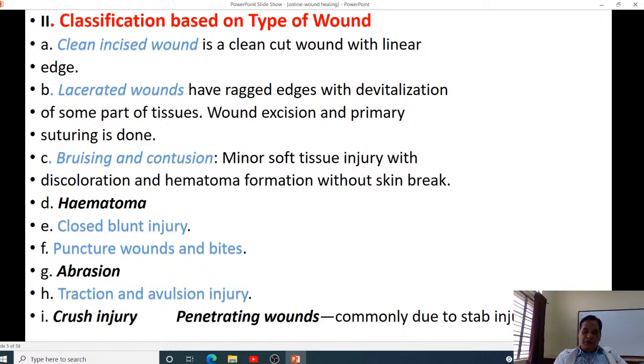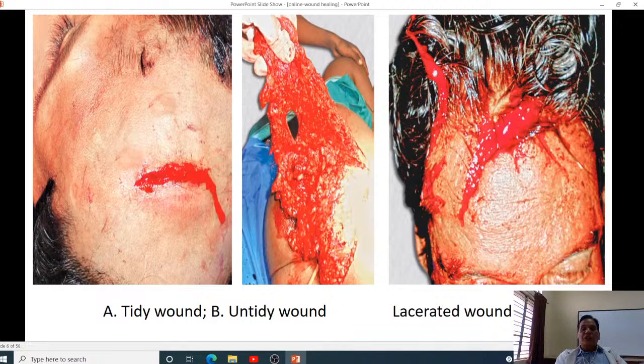Then comes abrasion, traction and avulsion. That means the muscle is pulled from its insertion or origin. Next is crush injury and penetrating stab wound. So these are according to the type of wound, that means which structure has caused the wound. So these are a few pictures where they are showing types of wound.